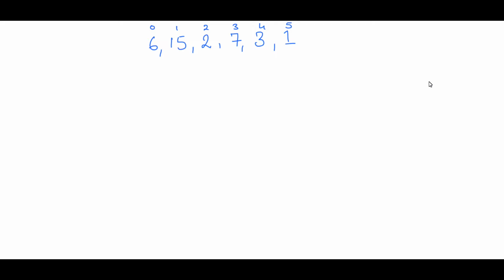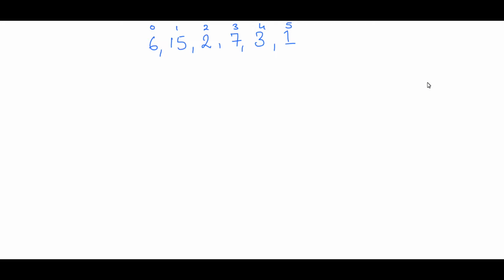Like I said, we're going to compare every element with every element next to it. And if the element on the left is bigger than the element on the right, we're going to swap. So for example, if we compare 6 with 15, as we know 6 is not greater than 15, we don't do any swap. We move on to the next position, which is position 1. And so we're going to compare the element at position 1, which is 15, with the element at position 2, which is 2. As we know 15 is greater than 2, we're going to swap 2 and 15.